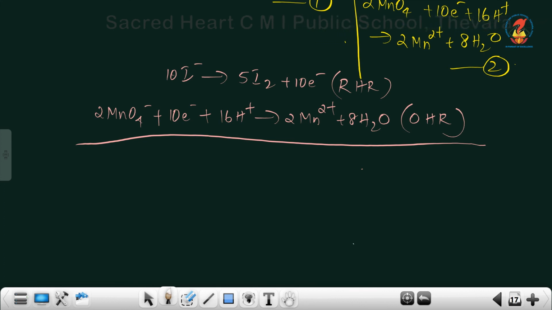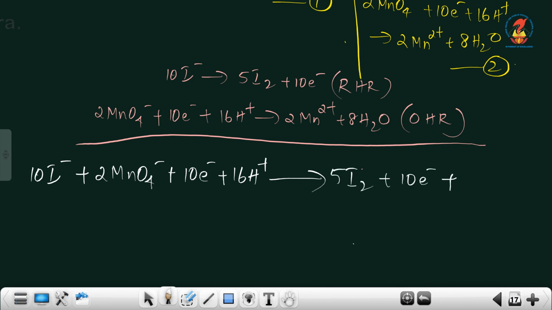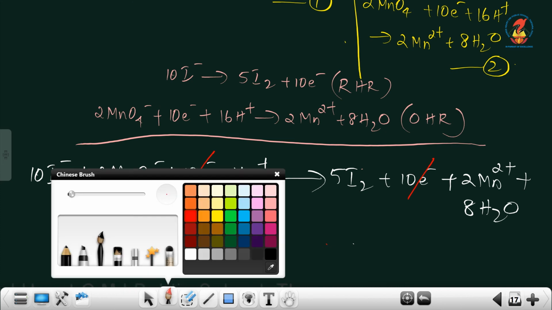And we get 10I minus plus, add left hand side together, 2MnO4 minus plus 10 electrons plus 16H plus giving, add right hand side, 5I2 plus 10 electrons plus 2Mn2 plus 8H2O. Now cancel the common terms. 10 electrons will cancel. Is there anything else to cancel? There is nothing else to cancel.